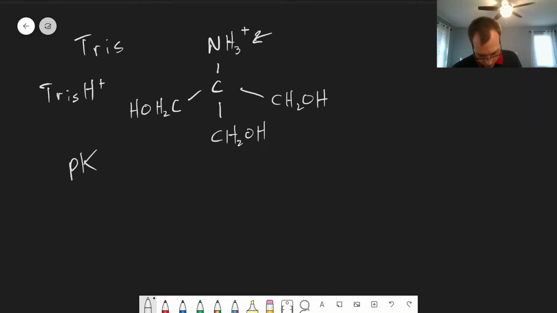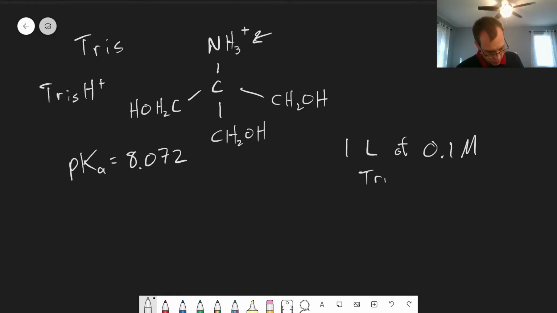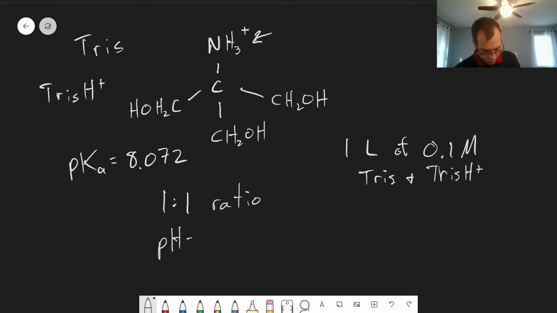The pKa for this protonated form, which we'll need to do our buffer calculations, is 8.072. We can look that up. And let's imagine we have 1 liter of 0.1 molar tris and tris H plus. So 0.1 molar of each of those. So we're starting with a 1-to-1 ratio, which means that our pH will be equal to the pKa, which means our pH will start at 8.07. So it's fairly close to neutral. That's one reason why this is a very commonly used buffer in biological systems.